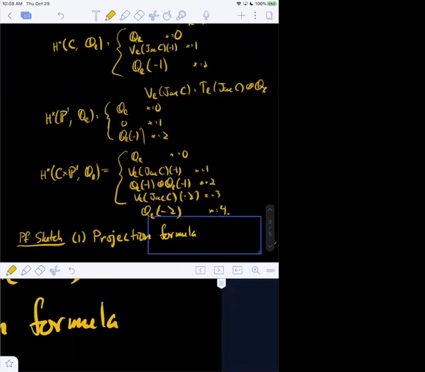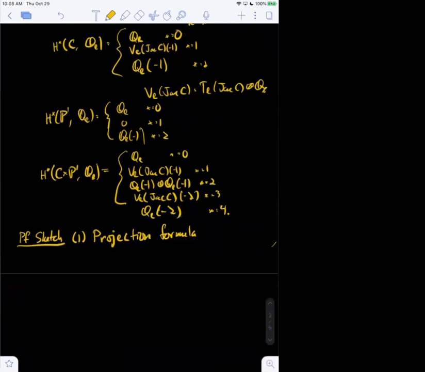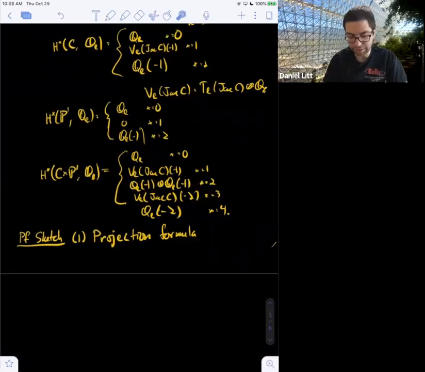Can I ask? I'm sorry. Just as a big picture, what do we gain by computing these cohomology groups? Like what do I know about the variety if I know that H1? In this case? Yeah, for instance. Yeah, that's a good question.